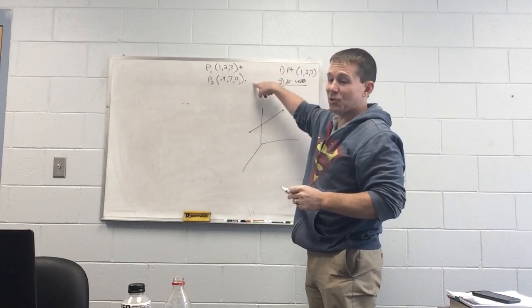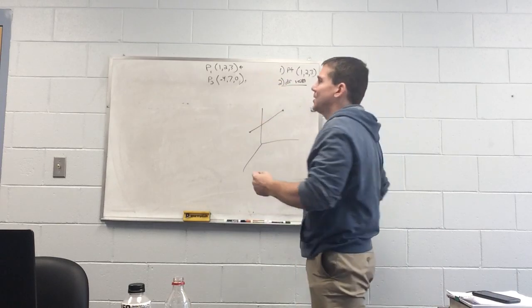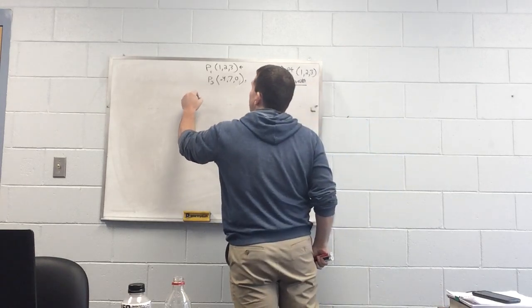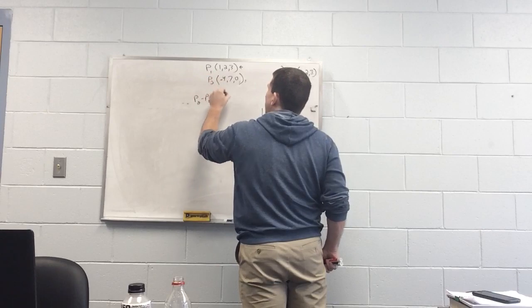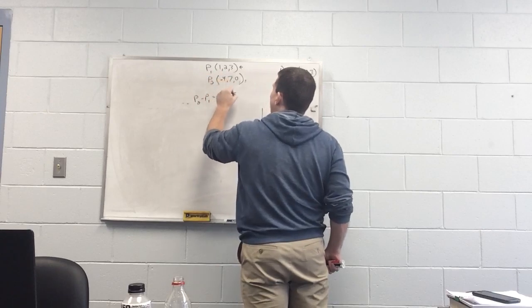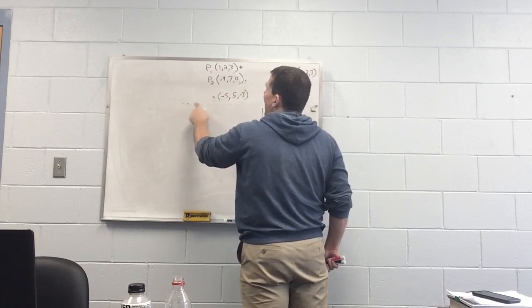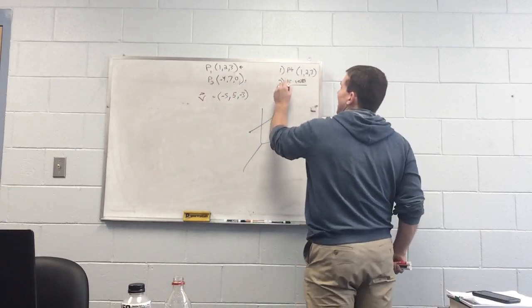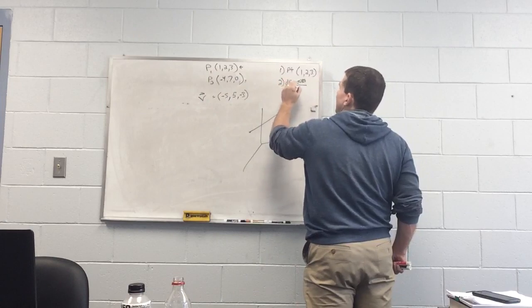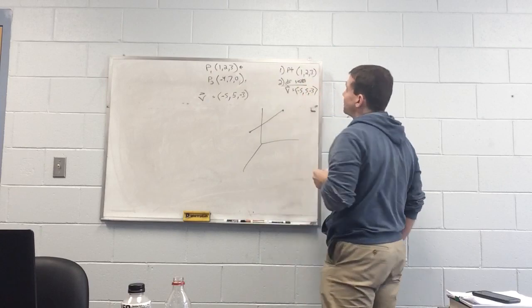But if I have the 2 points in my line segment, I just find the vector between them, which will be my direction vector. So P2 minus P1: negative 4 minus 1 is negative 5, 7 minus 2 is 5, 0 minus 3 is negative 3. I'll call that vector V, and that's my direction vector: (-5, 5, -3).